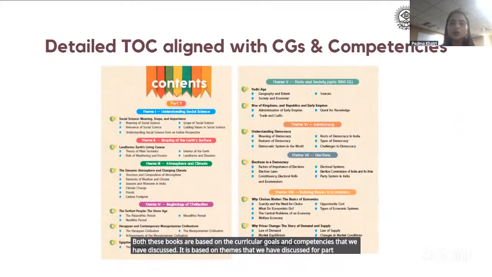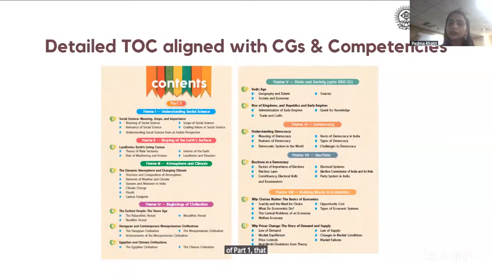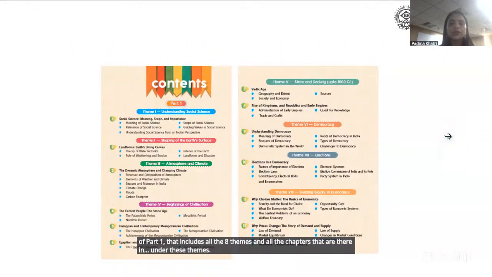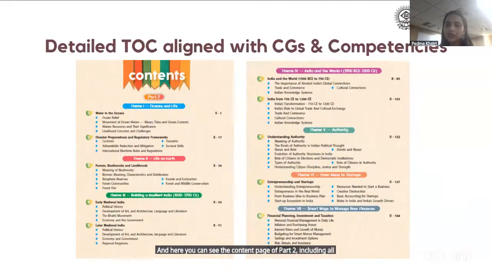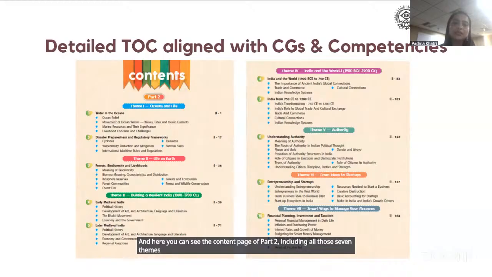Here you can see the content page of part 1 that includes all the 8 themes and all the chapters that are there under these themes. And here you can see the content page of part 2, including all those 7 themes and all the chapters that are under these themes. Okay.